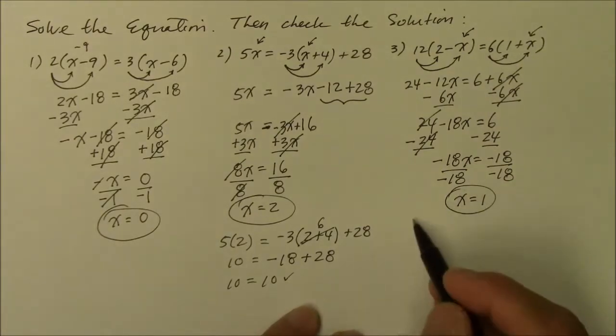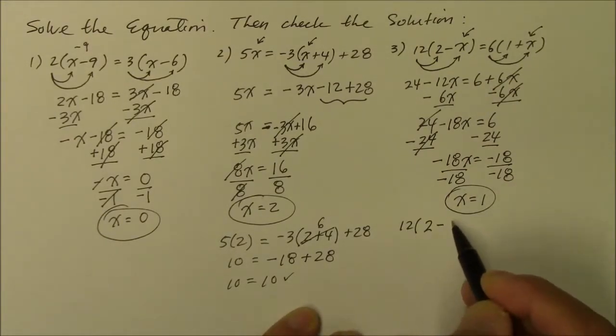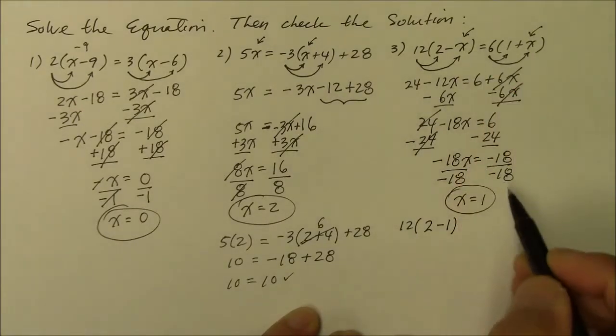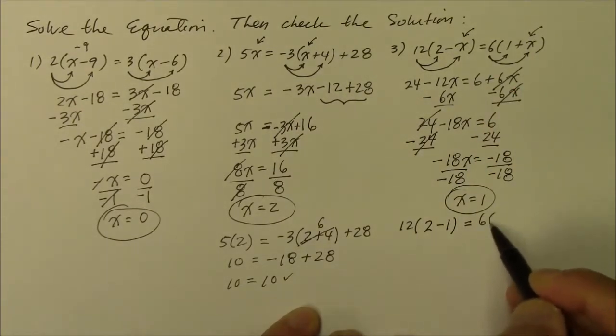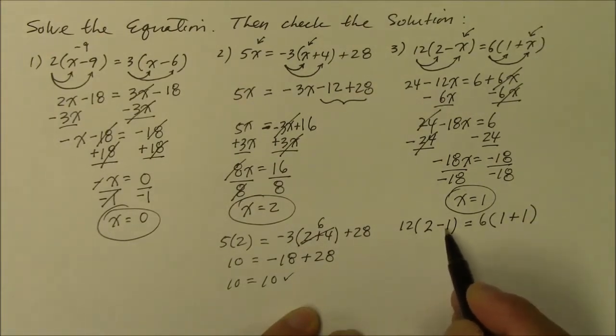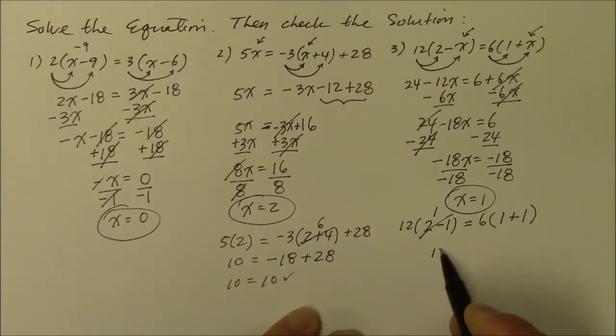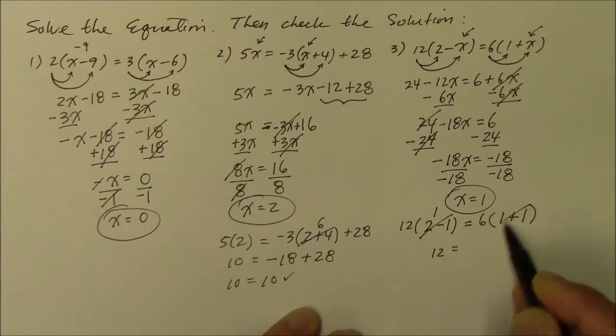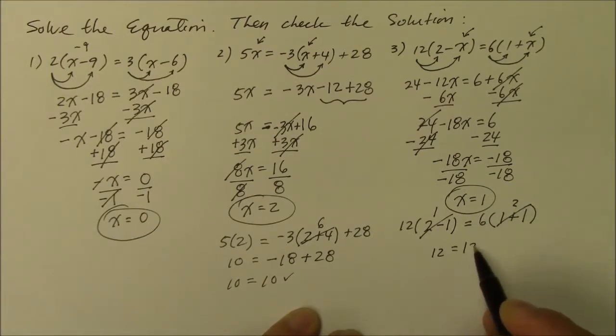Let's see what happens. 12 times 2 minus 1, that's where the 1 goes, equals 6 times 1 plus 1. That's where that 1 goes. Now we're going to evaluate. 2 minus 1 is 1. And 12 times 1 is 12. 1 plus 1 is 2. And 6 times 2 is 12. Ta-da! It works. All right. Multi-step equations.